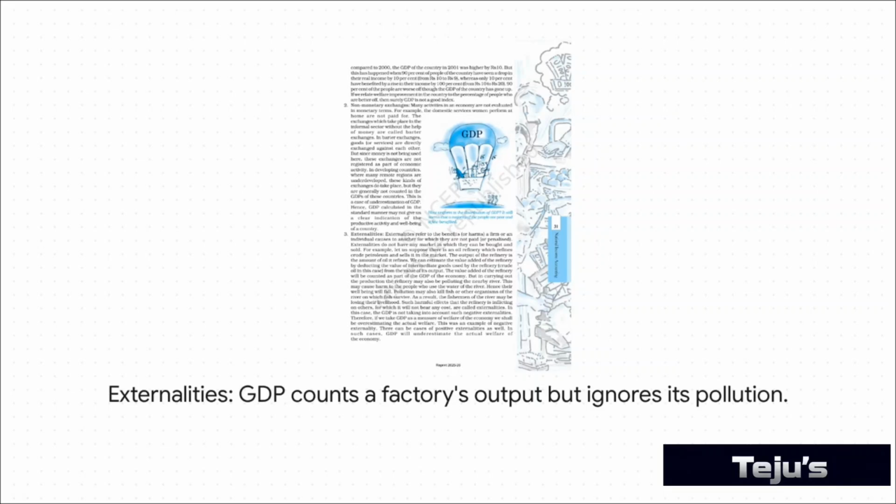And finally, there's the big problem of hidden costs, or what economists call externalities. So, imagine a factory that makes a product. GDP is great at counting the value of that product, but what if that factory also pollutes a river, harming public health and the local environment? Well, that's a very real cost to society, but GDP completely ignores it. It only counts the economic positive, not the negative side effects.